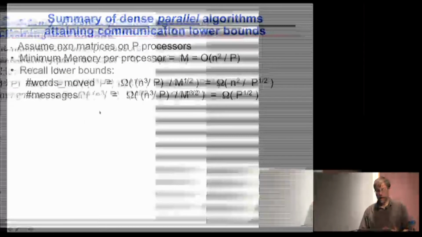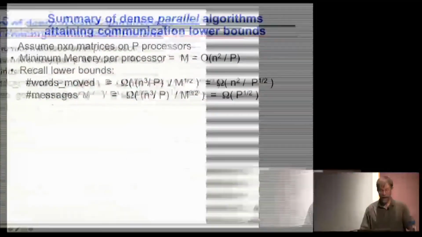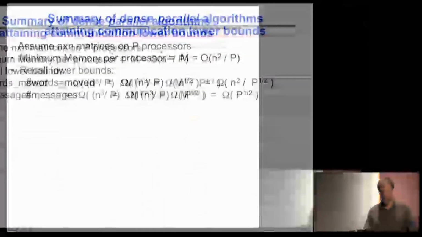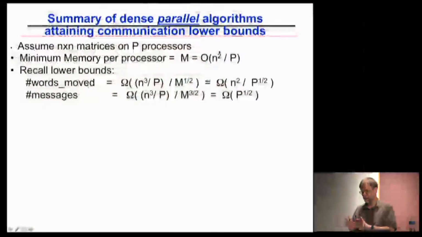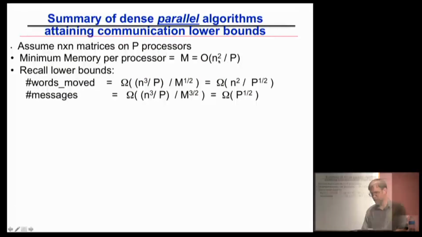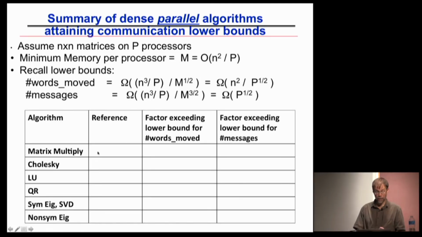And so let me remind you of the lower bounds that we're trying to attain. So I'm going to assume I have n by n matrices on p processors. First, I'll tell you about where I use as little memory as possible, right? We know we can use more, but let me do the standard case. N squared over p memory per processor. And these are our goals, n squared over root p words moved, and square root of p messages. And so what I'm going to do is fill in this table.